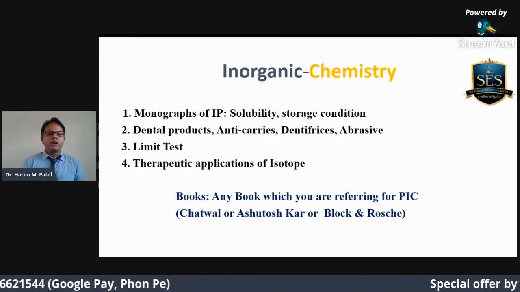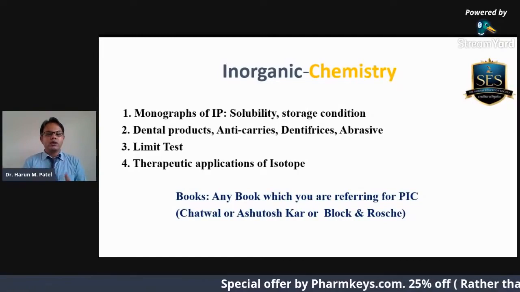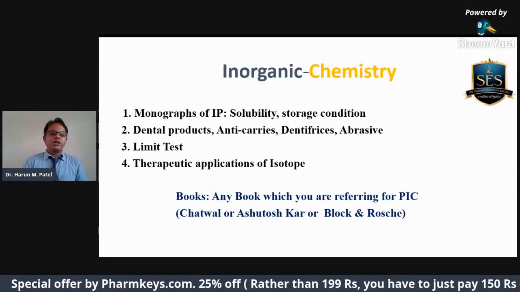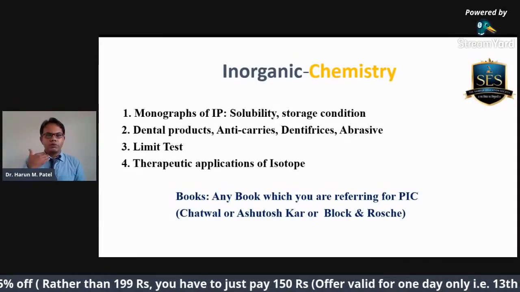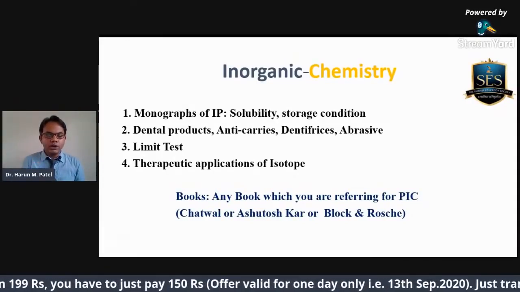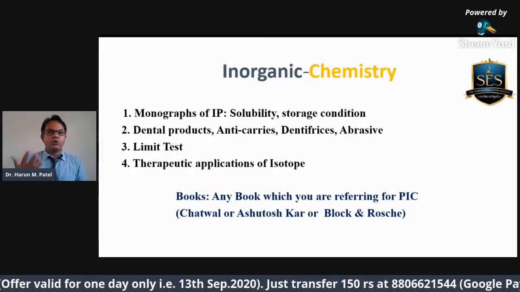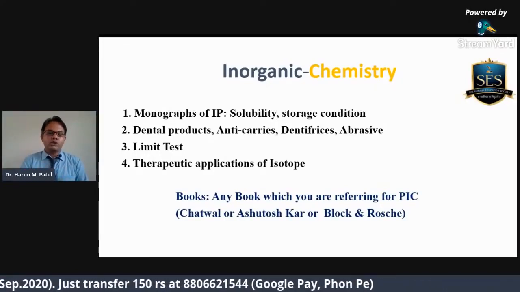The fourth important topic is the therapeutic application of isotopes. The last chapter of inorganic chemistry given in the book is isotopes. So here you have to focus on the therapeutic application of isotopes. For example, if somebody is suffering from thyroid cancer, which radioisotope is used for thyroid cancer. Likewise, you have to focus on the therapeutic application of isotopes.